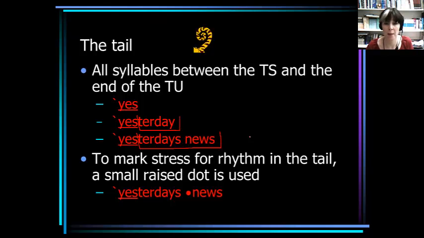Yesterday's news. Let's try that. Yesterday's news. Okay. Now I can, if I want to, mark rhythm in the tail. So if I wanted to show that there was a rhythmic beat on news, in this textbook Roach does this with a small raised dot. This isn't a particularly small raised dot on this PowerPoint, but that's how he does it. So yesterday's news, that shows that there is a rhythmic stress on news, but it is just rhythm. It's not doing anything communicatively. We've had the falling tone, that's the pitch movement. The main pitch movement is here, and this is the rest of the tone unit.